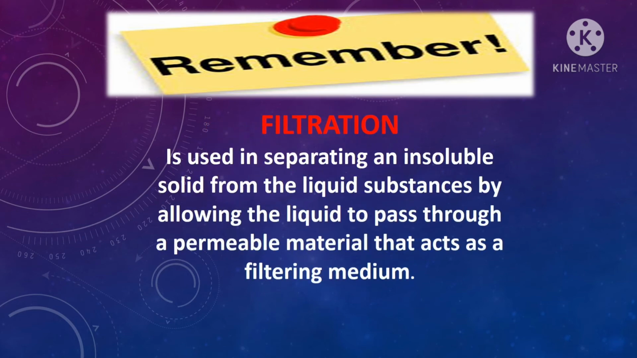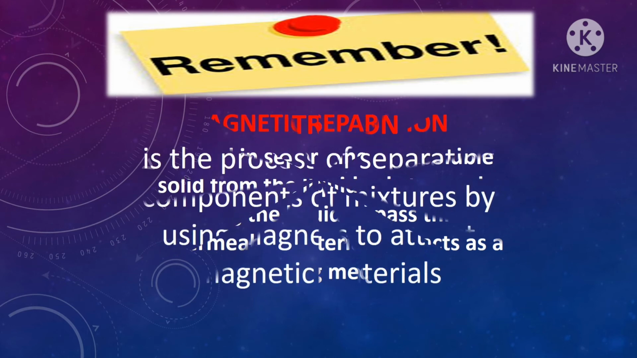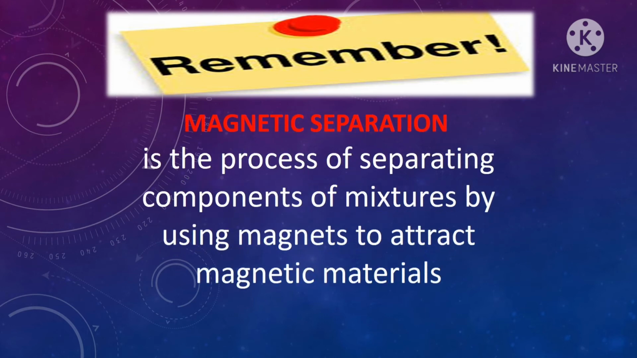Filtration, on the other hand, is used in separating an insoluble solid from the liquid substances by allowing the liquid to pass through a permeable material that acts as a filtering medium. Magnetic separation is the process of separating components of mixtures by using magnets to attract magnetic materials.